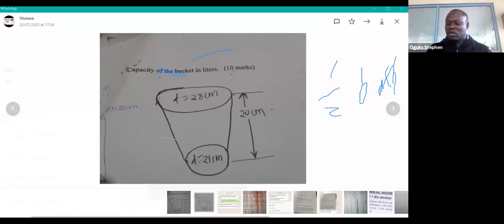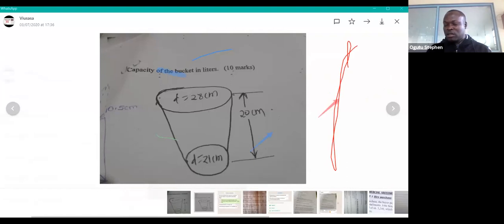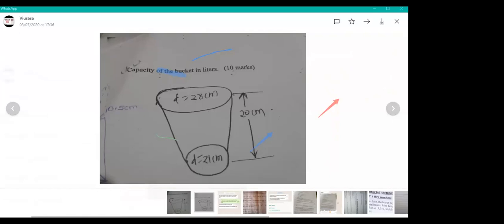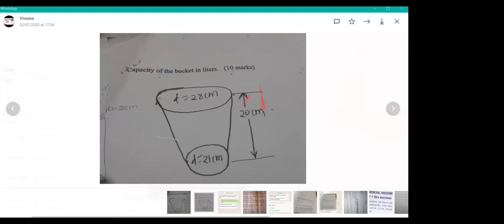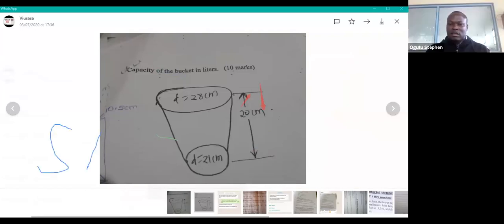So in this question, diameter is equal to 28 centimeters, diameter of the top. Diameter of the bottom is 21 centimeters. And then the height of the bucket is given as 20 centimeters. And I want us to find the surface area of the bucket. Let me give you around 2-3 minutes.